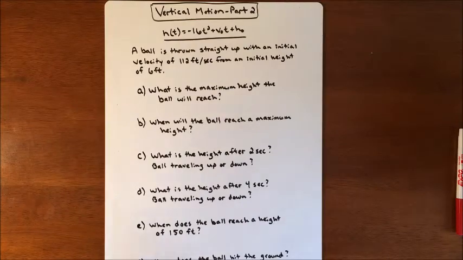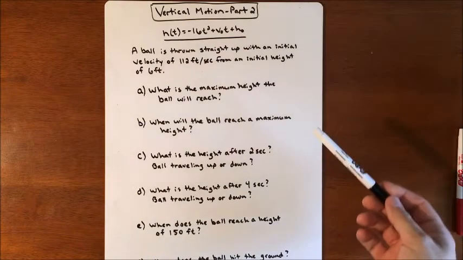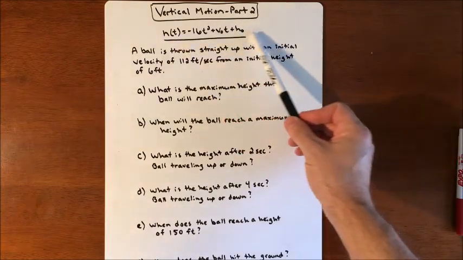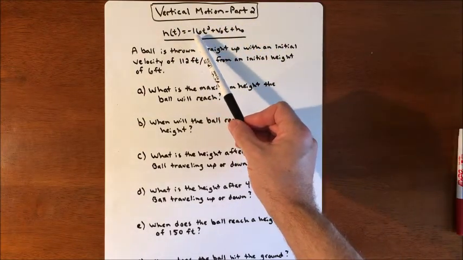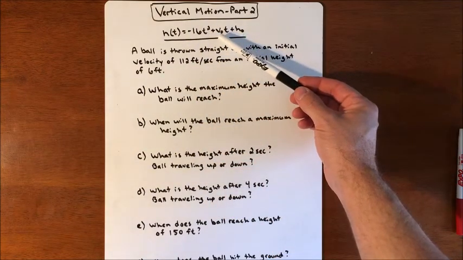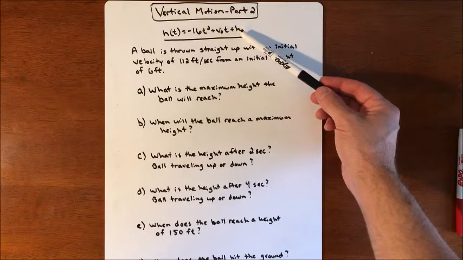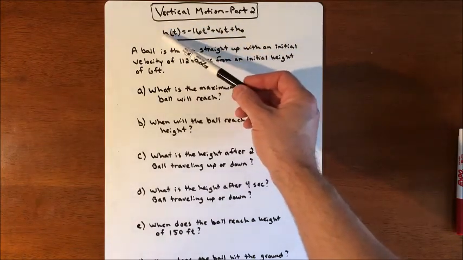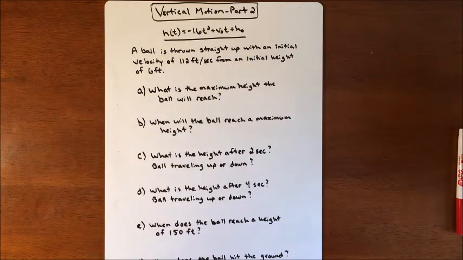In this lesson, we're going to be talking about vertical motion. This is going to be the second part to the vertical motion equation. Remember that this is your vertical motion equation. The negative 16 represents gravity, t represents time, v naught represents initial velocity, and this represents initial height. And the y value is your height with respect to a specific time.